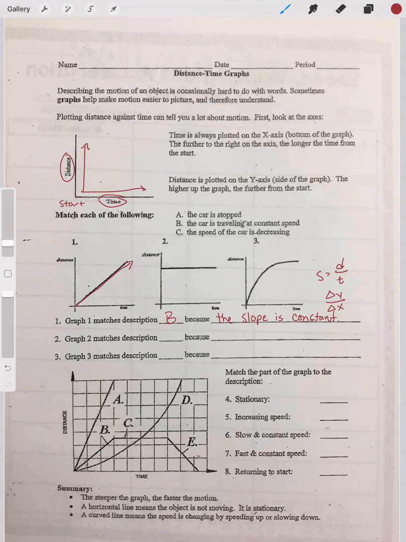In graph number 2, we have a straight horizontal line. That means that as time moves on, our distance isn't changing. And so this would best be described by A. The car is stopped because the slope is 0.